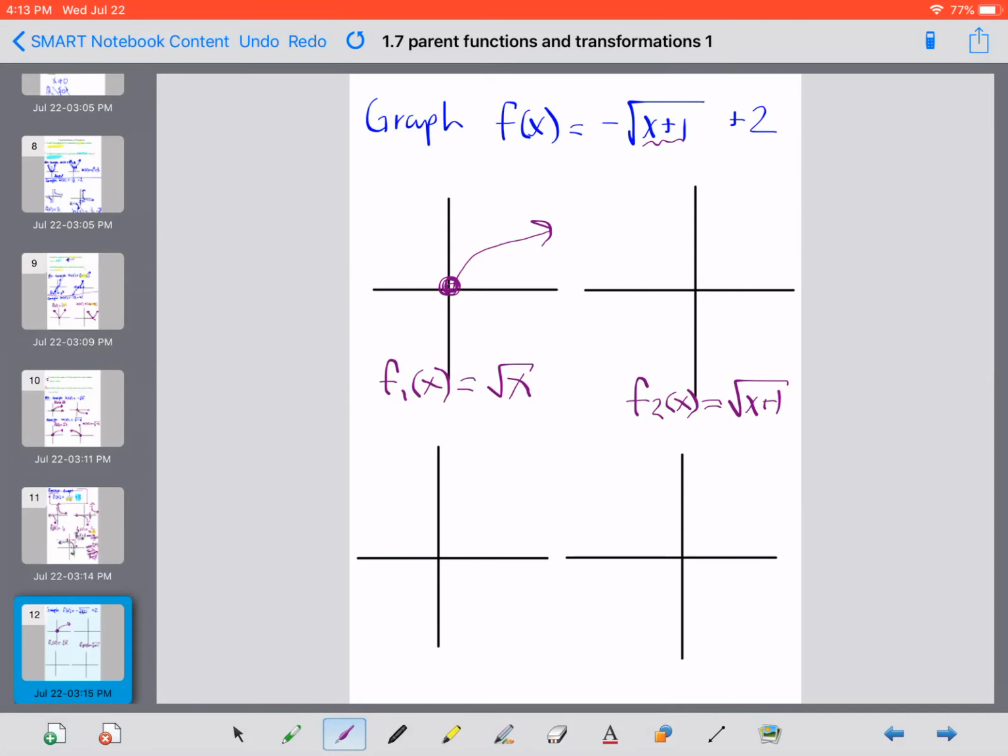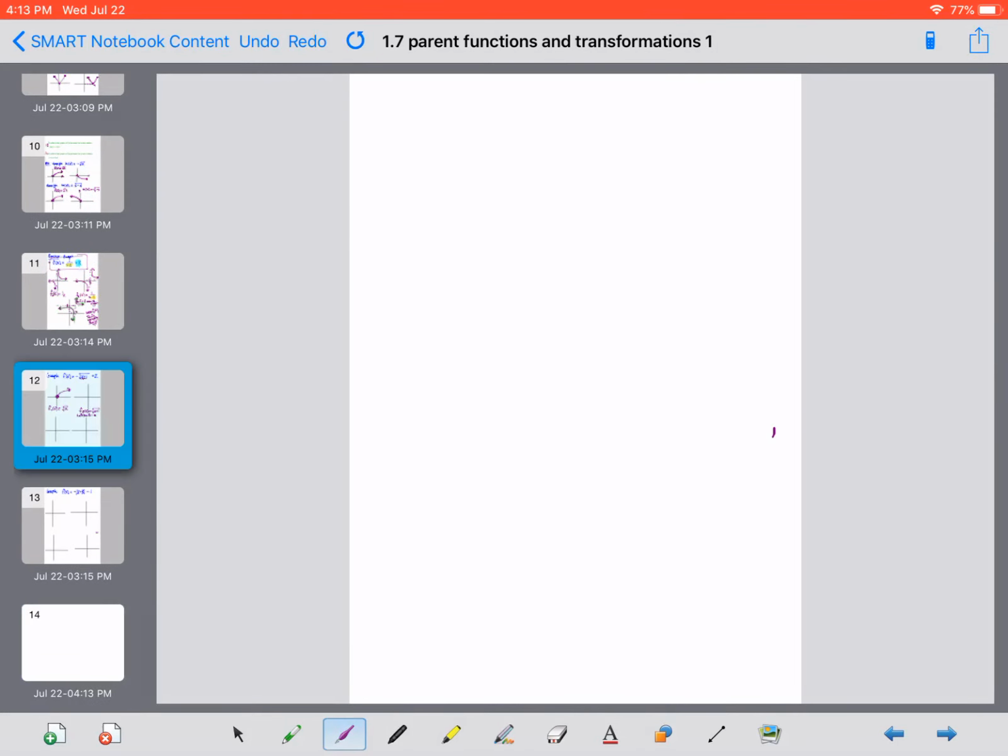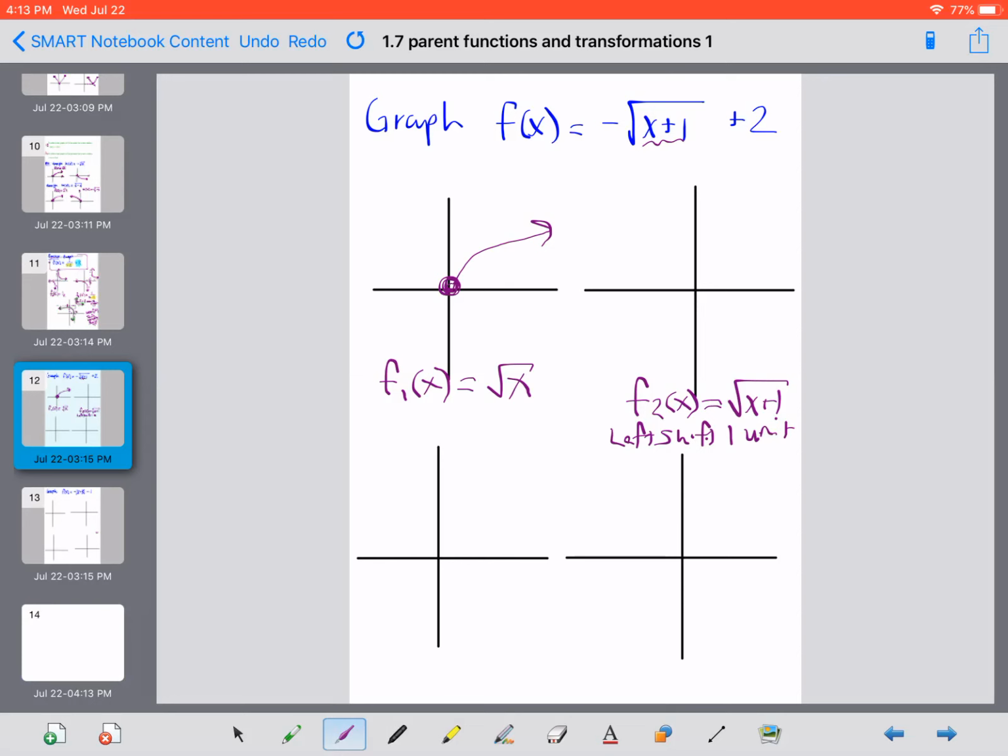All right, now this is like the f1 function, like the square root of x function, but x has been replaced with x plus 1. When you replace x with x plus 1, you shift the graph horizontally 1 unit to the left. Right, a plus 1 represents a left shift. So we're going to left shift by 1 unit. So instead of having a point here at the origin, I'm going to have a point here at negative 1 because I've shifted it 1 unit to the left. The shape's the same, it's just been shifted 1 unit to the left.